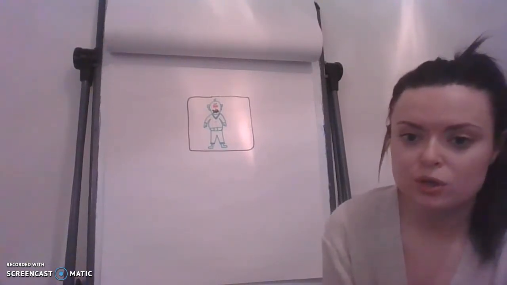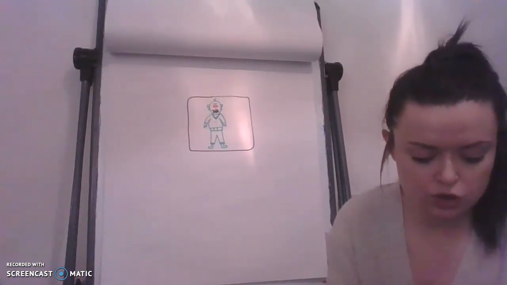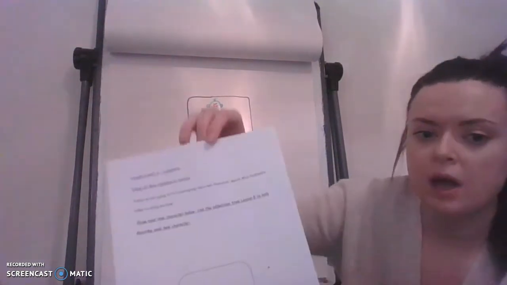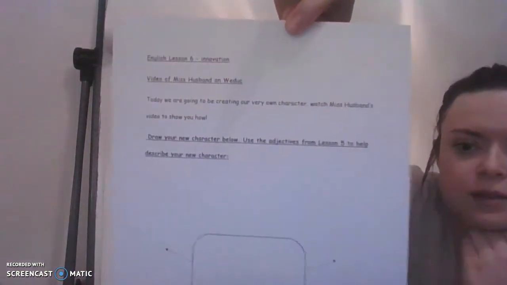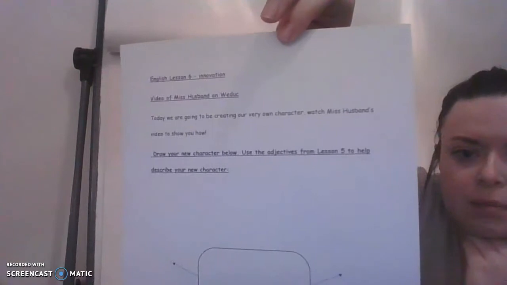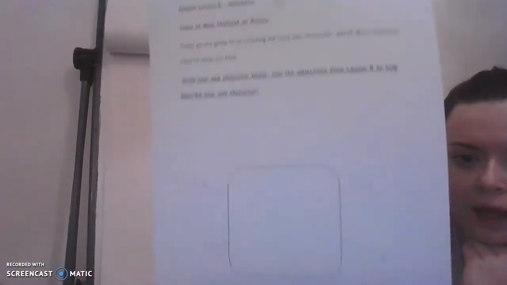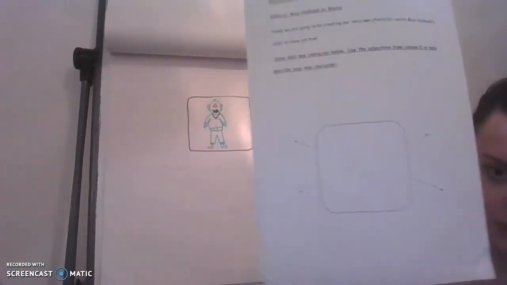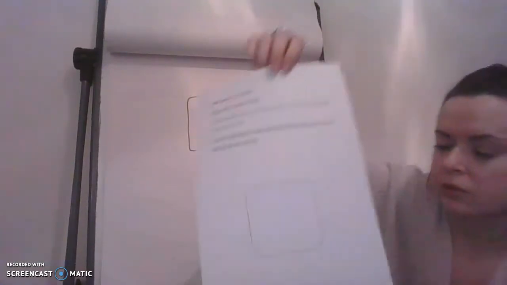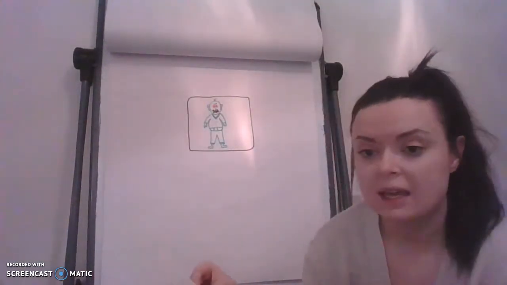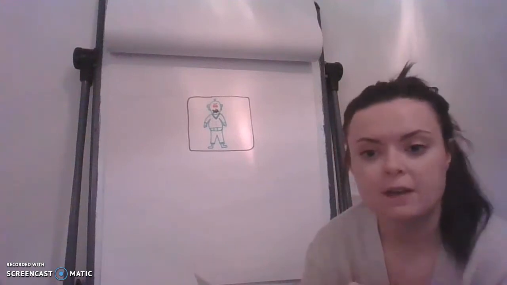Right, so welcome to today's English lesson. You should have with you, in front of you, a sheet that looks like this. So this is English lesson number 6. And you should have an empty box here with some arrows coming out. Okay, so today it says English Lesson 6 Innovation.